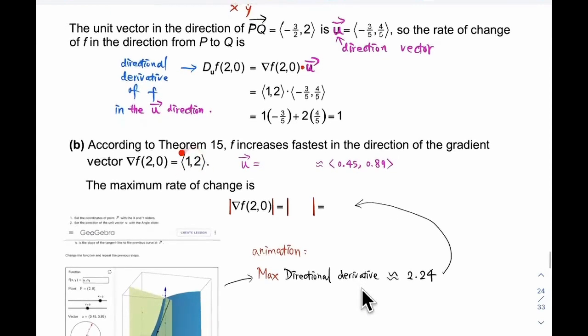Now this one here is not a unit vector. How can I make this a unit vector? Divide by its magnitude. What's the magnitude of this? Square root of 5, right? So divide by square root of 5. That will be the vector in the direction of the gradient, which is about this number. Now, for homework, if they ask for the exact number, then you will have this. This is just an approximation.